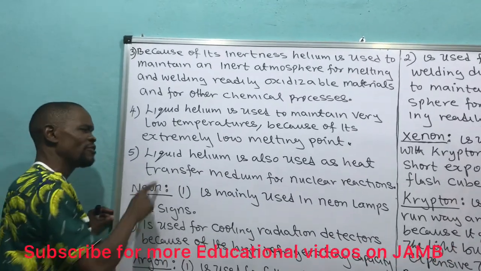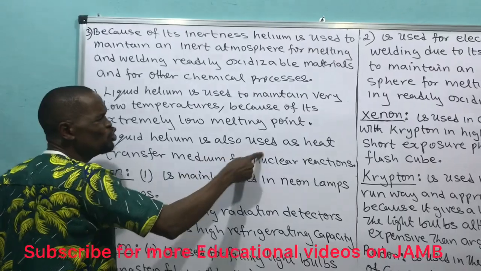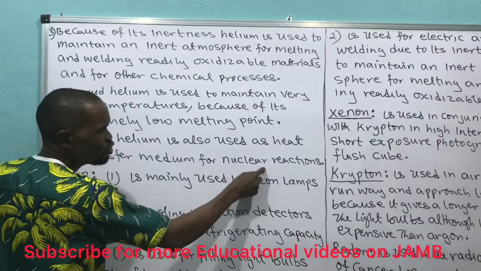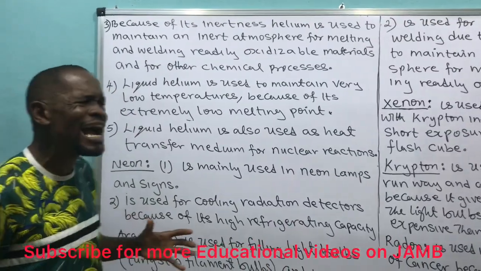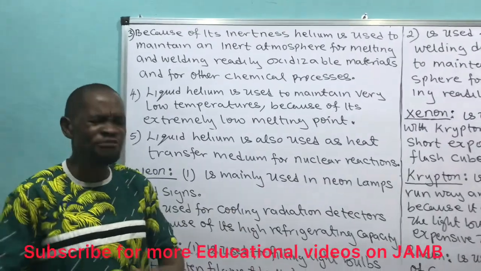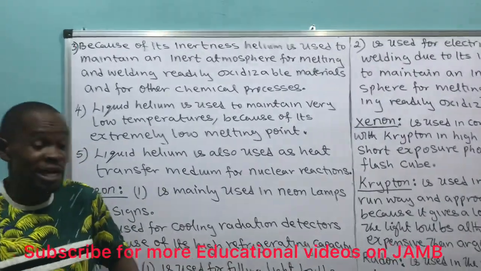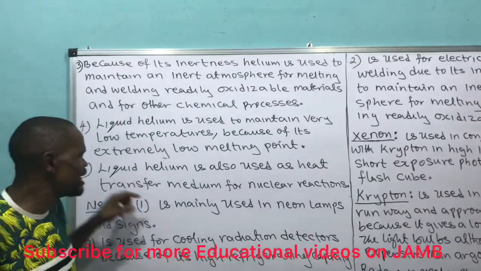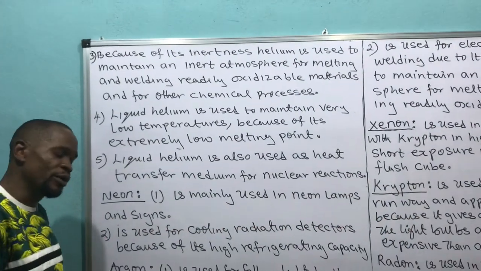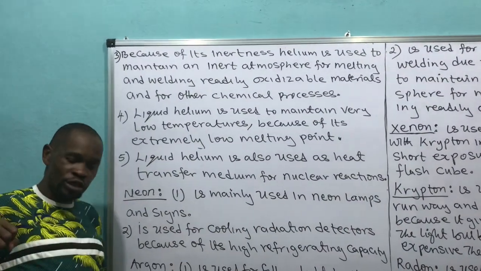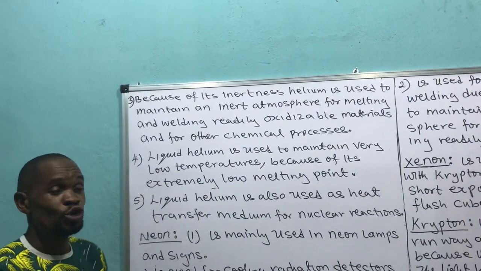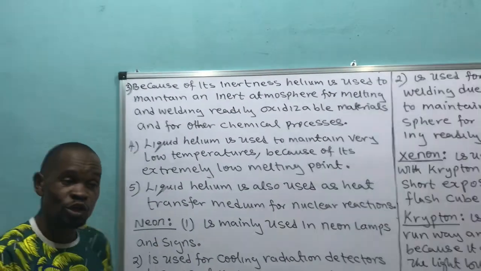Note it. Then number 5, liquid helium is also used as a heat transfer medium for nuclear reactions. You know that for a nuclear reaction to occur, there will be heavy heat. As the nuclear reaction is occurring, there is heavy heat. So we use liquid helium to reduce that heat. We pump liquid helium to extract the heat away, so that the material which we use to carry on the nuclear reaction will not burn.